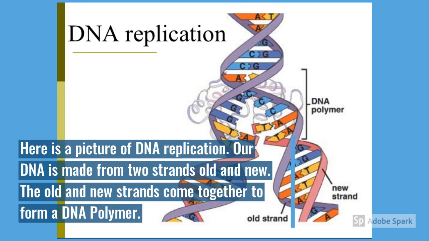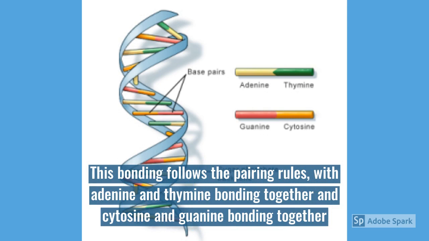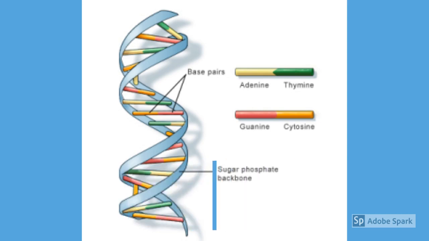Here is a picture of DNA replication. Our DNA is made from two strands, old and new. The old and new strands come together to form a DNA polymer. This bonding follows the pairing rules, with adenine and thymine bonding together and cytosine and guanine bonding together.